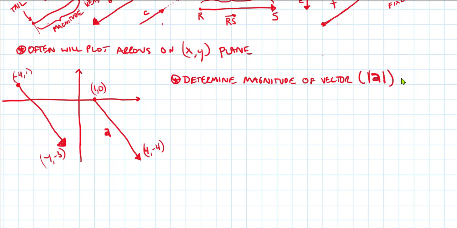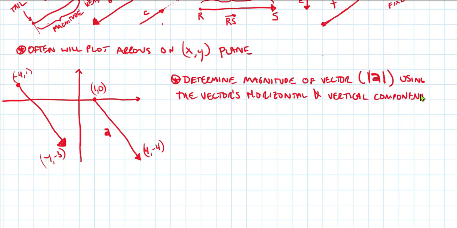You can determine the magnitude of the vector using the vector's horizontal and vertical components. I'll tell you what I mean by that in one moment. And the Pythagorean theorem. So, a moment ago, I said that to get from the tail of this vector to the head of the vector, what we do, and I'm going to color code this. You don't have to color code it if you don't have multiple colored pens. If you do, you might want to color code this just so it's a little bit easier to see everything.